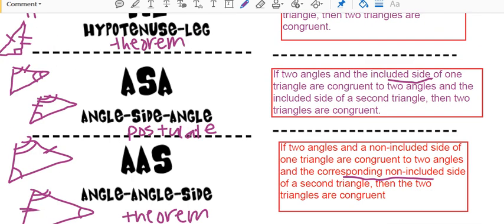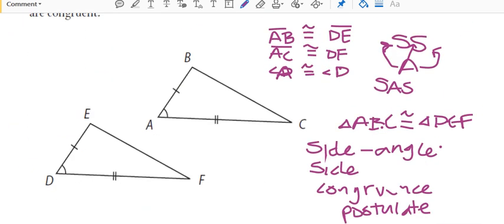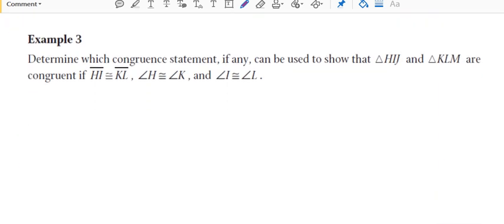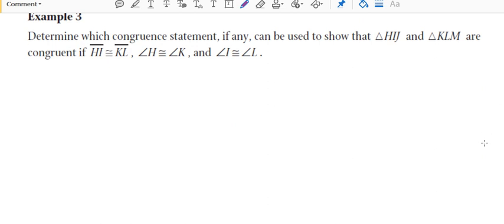All right. So that's 1 and 2. Let's move on to number 3. So number 3 is exactly the same situation. It's just given to us in a different form. So they're asking us to determine which of the congruent statements, if any, could be used to show that these triangles are congruent based on this information. Please do not try to do this without drawing this out.